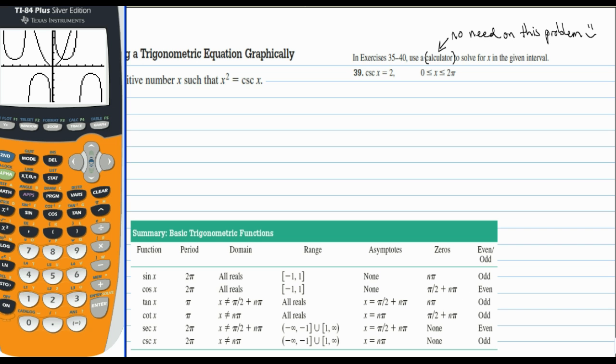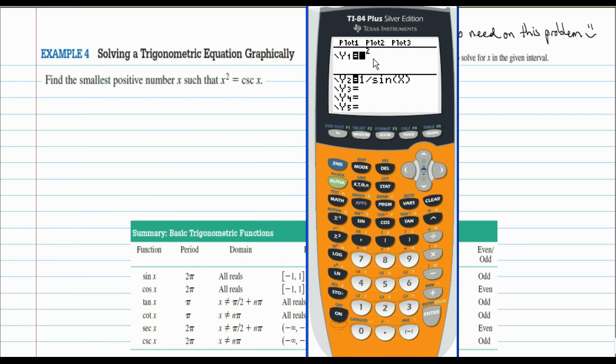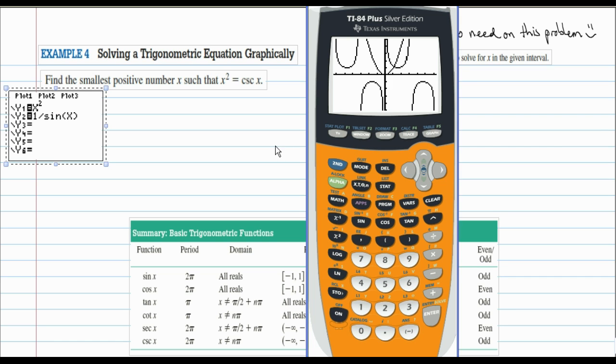of x. So what I did is in y1, I put x squared, and in y2 I don't have a cosecant button, so I had to put 1 over sine of x, no big deal. And then my window, I made negative 2 pi to 2 pi for my x min and x max, my y min and y max, I just tried 5, we'll see how that goes.